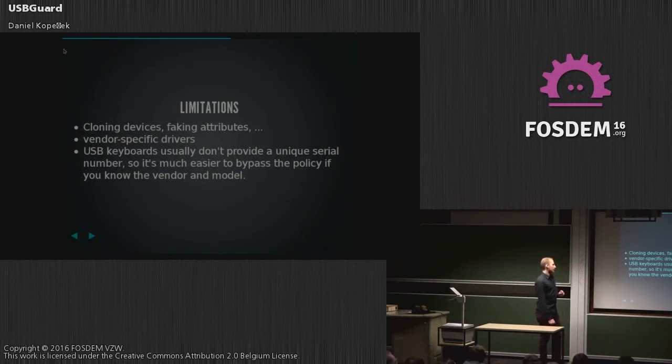Another problem is vendor specific interfaces. The interface types have a standard hierarchy, and some vendors do not follow this hierarchy. They use a special value that says, okay, this is a vendor specific type, or a vendor specific driver, and you don't know what's in it. So if you have a bunch of these devices, it's not a good idea to use them in your policies and allow them, because somebody can exploit the fact that it allows this vendor specific thing, and create a clone device and attack your system using something else. USB keyboards are especially problematic because, as I said, they don't export the serial number, so you cannot distinguish them from each other.